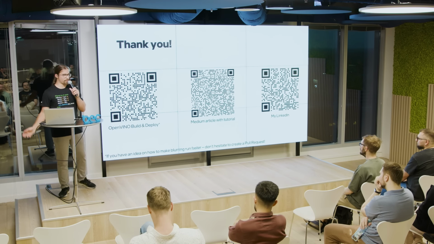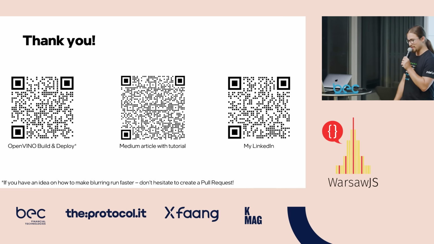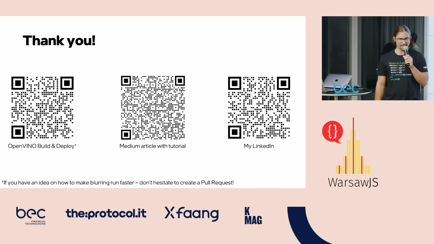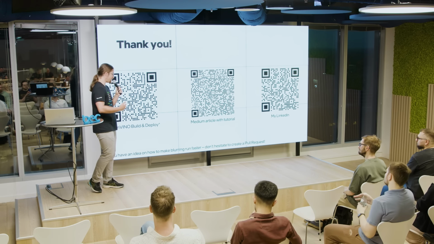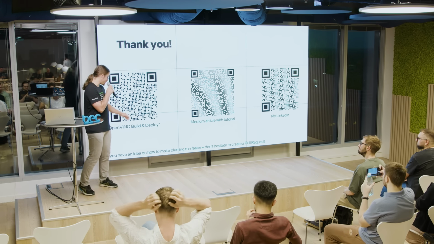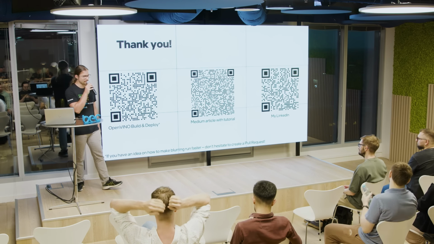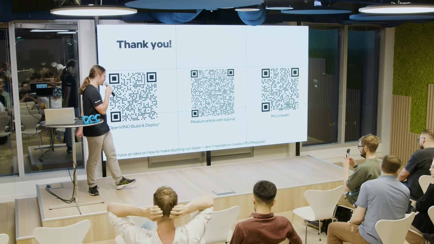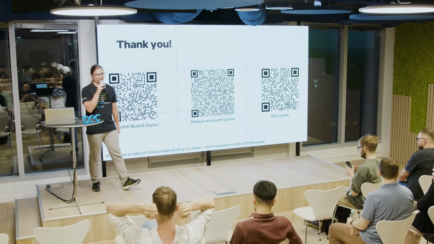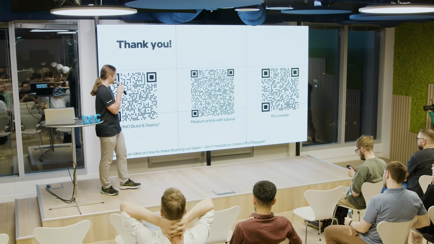Okay, thank you very much for your attention. I hope now more of you know what OpenVINO is and what can be done with it, and that you can use it in JavaScript and in ElectronJS. Now, my last call to action is that if you have an idea how to make blurring run faster, you can create a pull request with your idea. We will be very happy to merge it because this is our pain point.